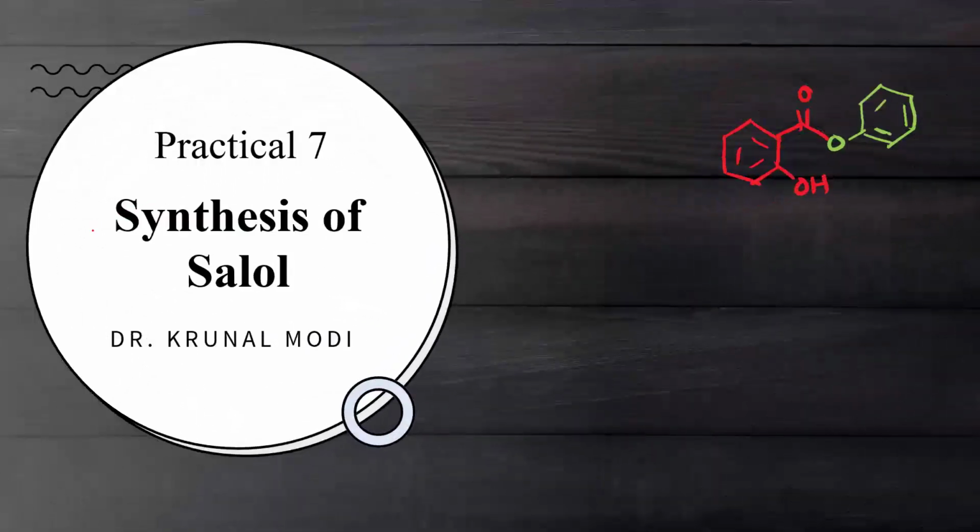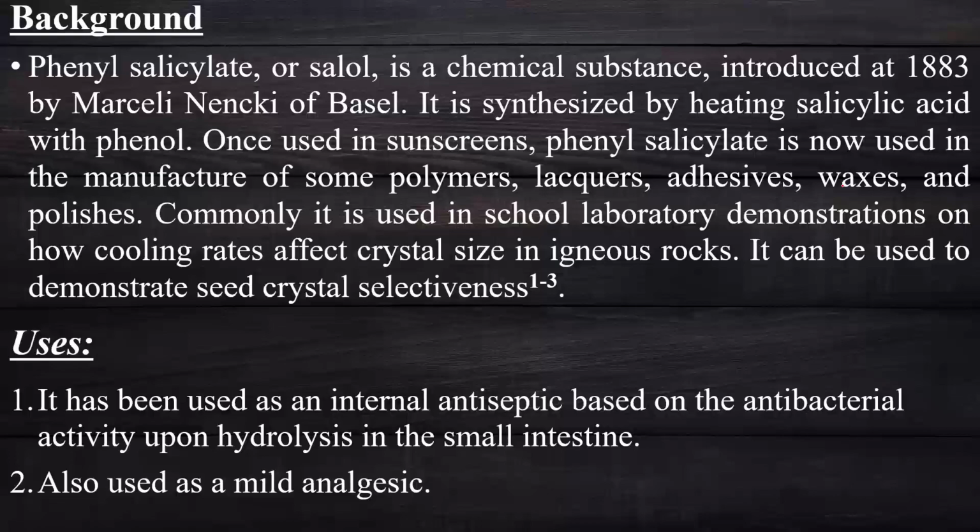In today's practical session, we will discuss the synthesis of Salol. See, here the synthesis of Salol is very easy because there is only an esterification process, nothing else. So what will we do first? We will take the salicylic acid and react it with the phenol, and we get Salol. In the next slide, we will take a look at the background of phenyl salicylate.